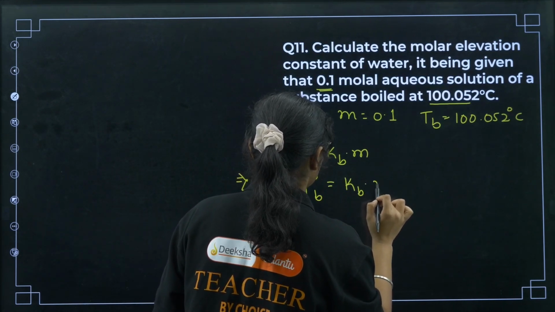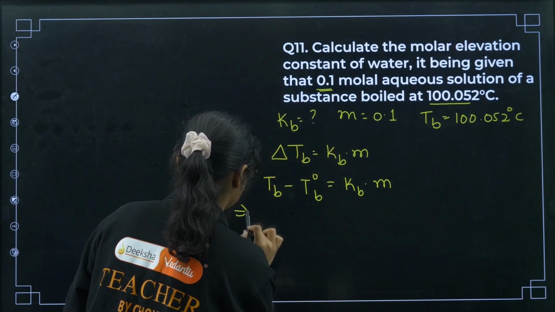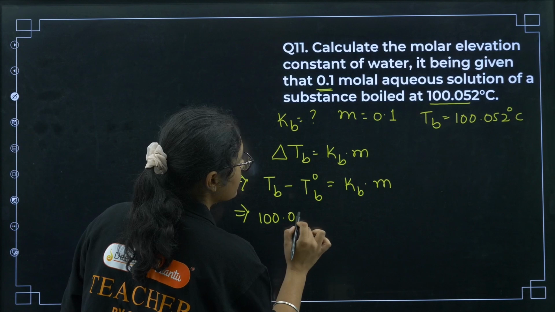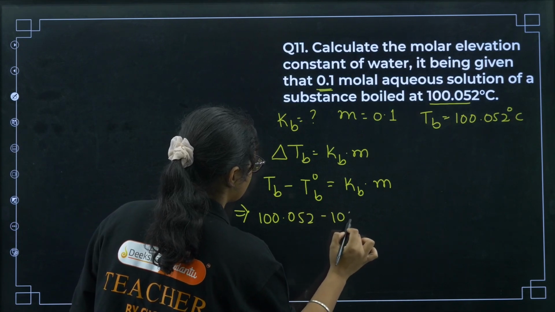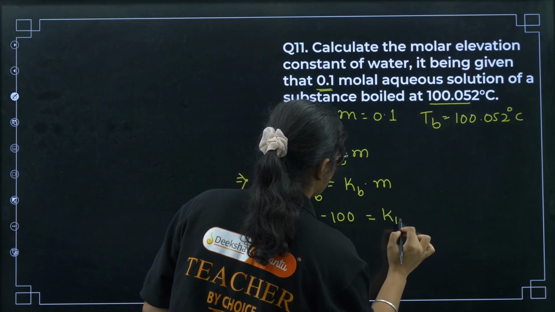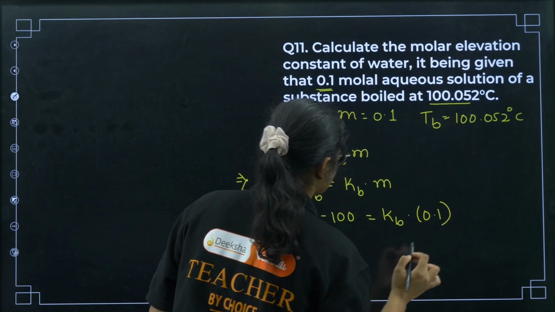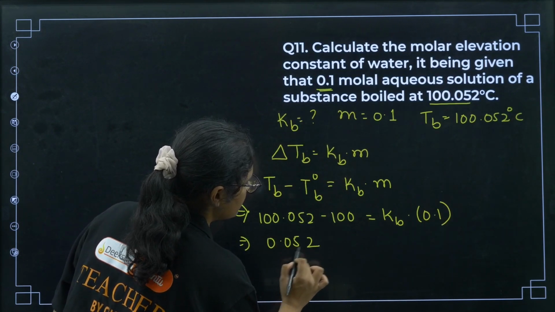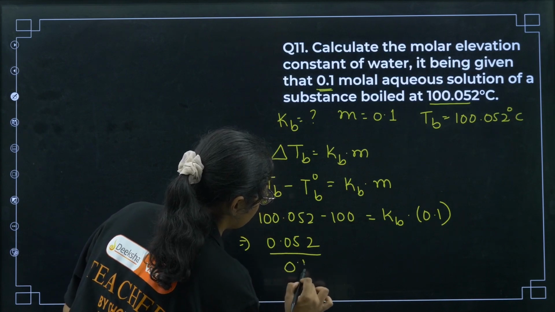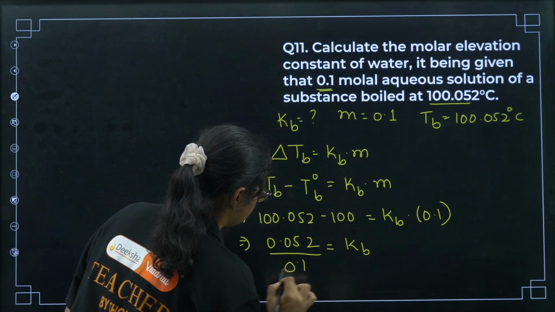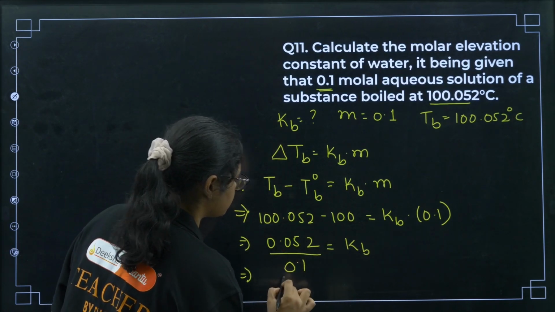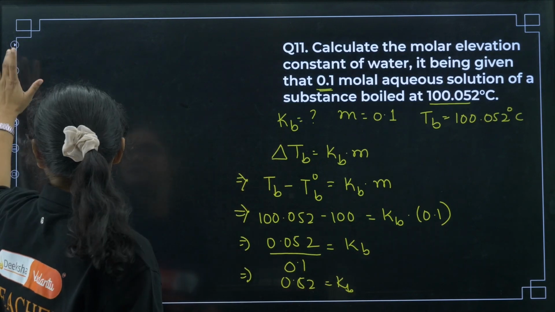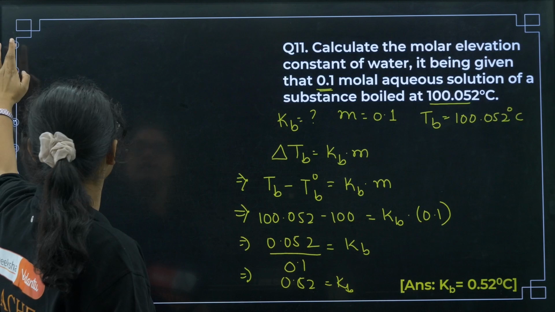So now if I want to substitute, what is the value of delta Tb? I have to calculate that: 100.052 minus 100, Kb, and m is here 0.1. I can just solve it. This will be 0.052 divided by 0.1 is equal to Kb, right? So this will be 0.52. Okay, so that's all, 0.52.